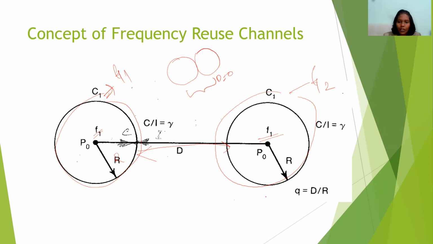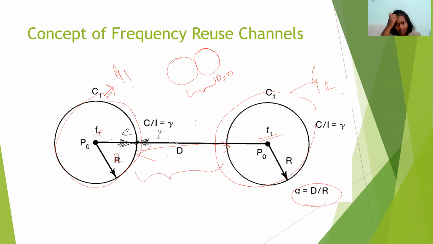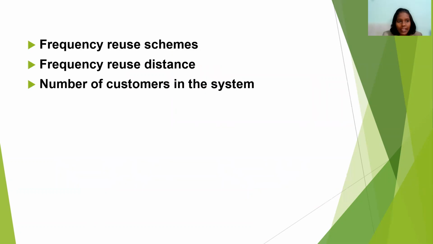Q is equal to D by R. This is one ratio. We need to maintain this D in such a way that there is no co-channel interference. All these criteria will be considered before designing the mobile radio system, so all these parameters will be taken care of.